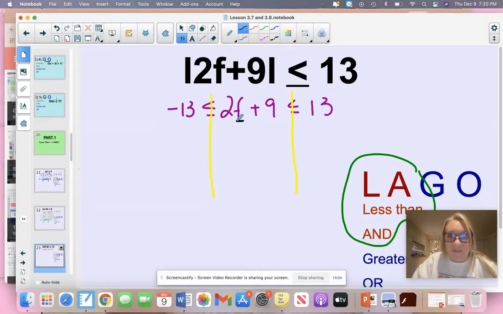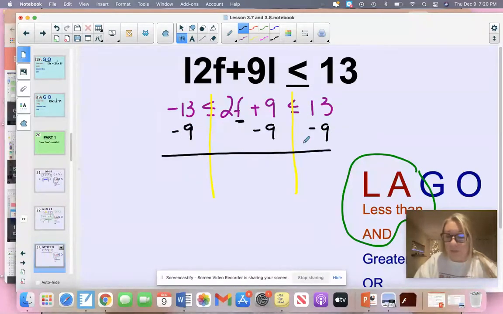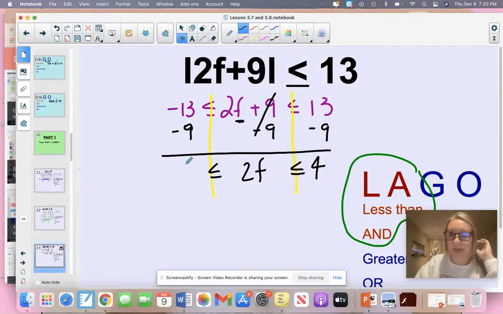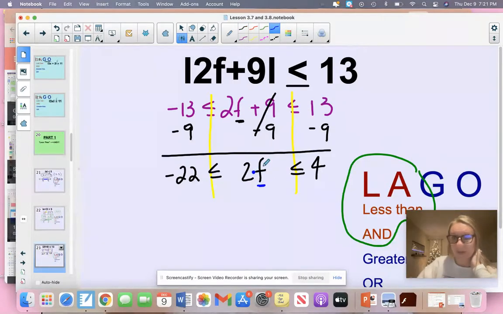We want to get this f by itself. The first thing that we can do is subtract 9 from every portion here. So 13 minus 9 is 4. These cancel, and I just have 2f. And then when I do negative 13, take away another 9, I get a negative 22. Your last step to isolate f, because it's being multiplied to 2, we can divide every single piece by 2.